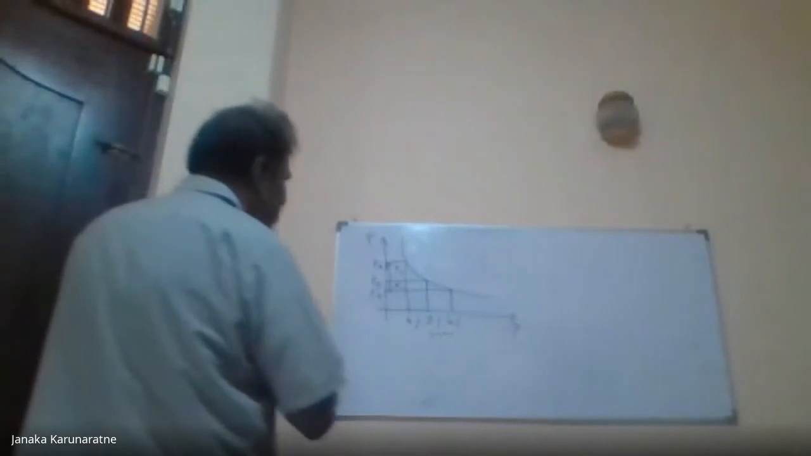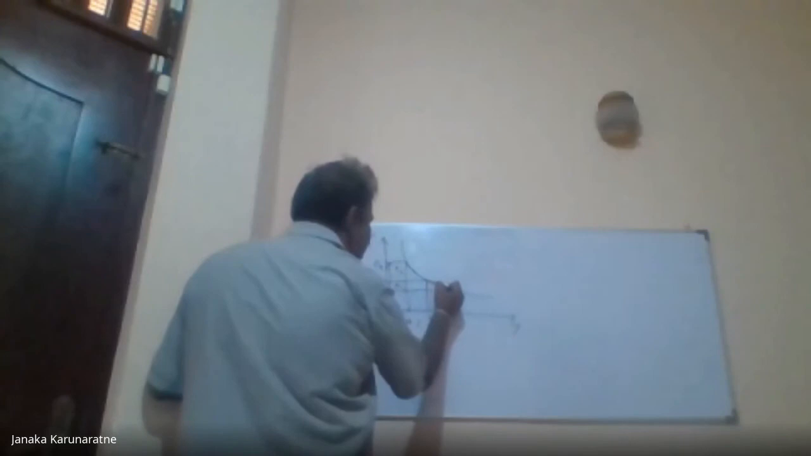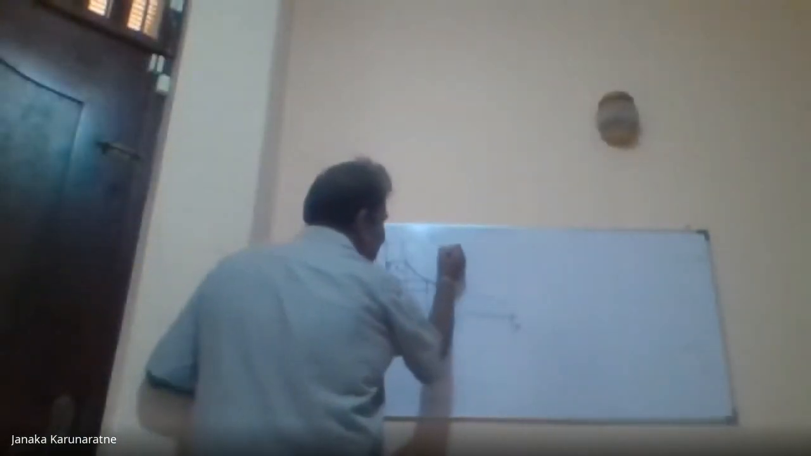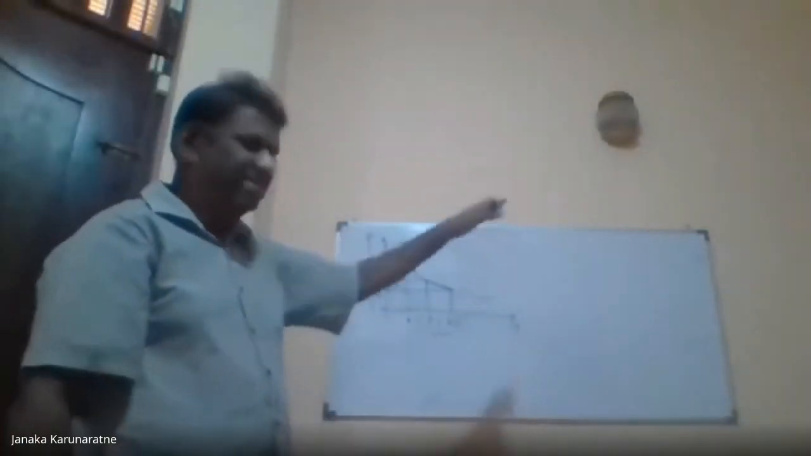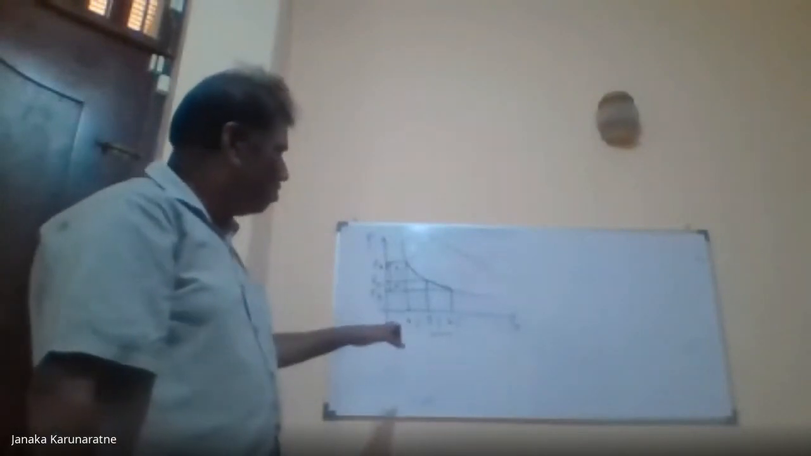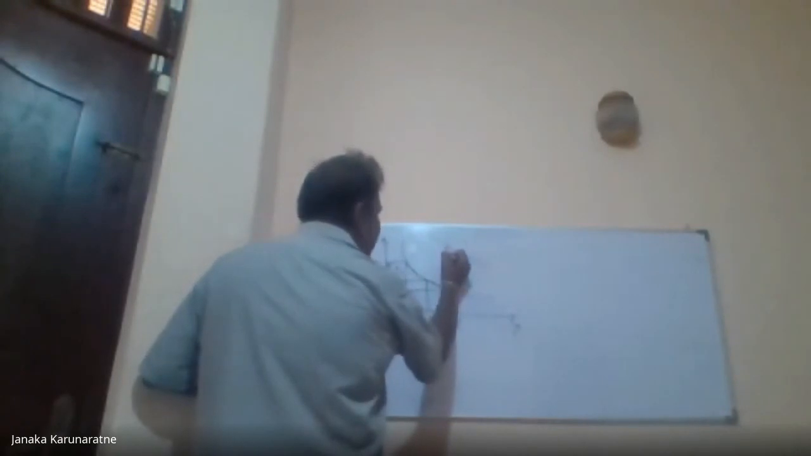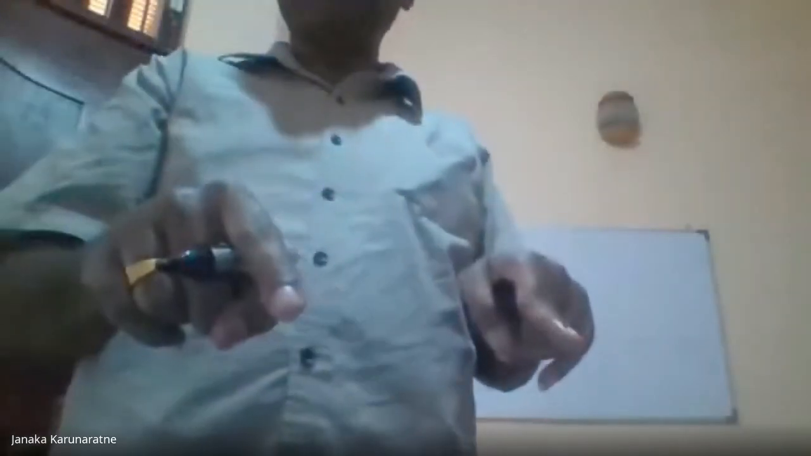So why? Because this curve is not a straight line. This is called the convexity. This is not a straight line. This is a convex curve. If it were a straight line like this, then definitely the same interest rate decline or increase should result in the same change.